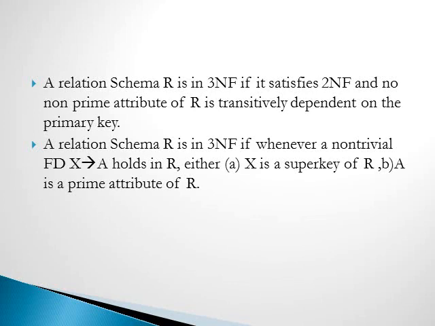And the second one is a relation schema R is in 3NF if whenever a non-trivial functional dependency holds. A non-trivial functional dependency is basically one where a functional dependency X tends to Y holds and Y is not a subset of X. So in this relation, if a non-trivial functional dependency X tends to A holds in R, then either X is a super key of R or A is a prime attribute of R. We'll understand by an example.